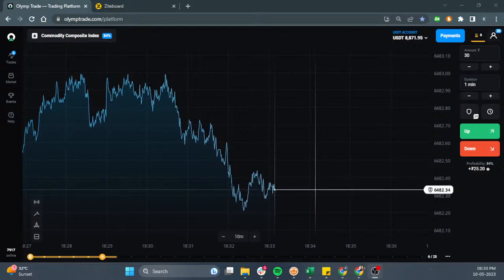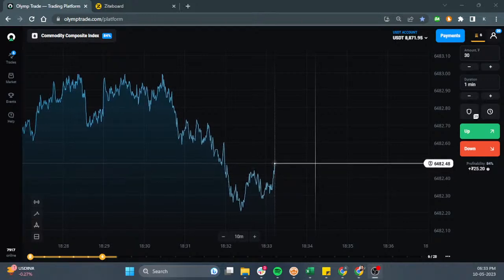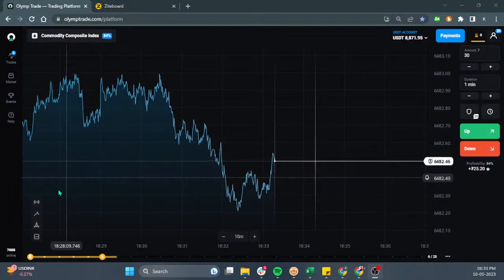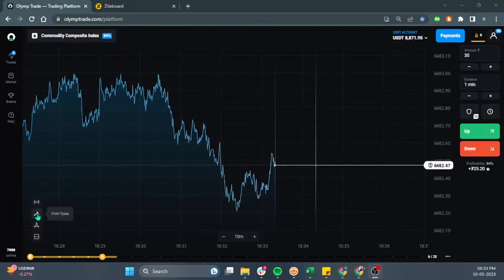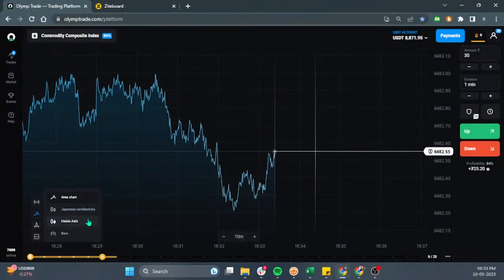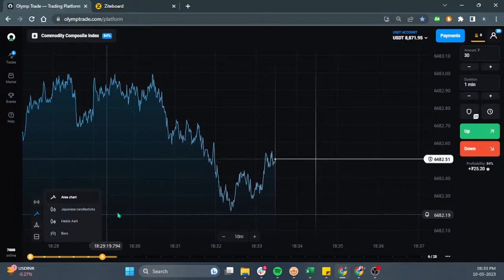Do you know the account name? My friend is asking about Japanese candlestick. At the moment, no. The graph you can see is actually an area graph. If you want to switch to Japanese candlestick, you can go to this chart type here, and from here you can switch to Japanese candle or to Heikin Ashi or to bars as per your choice.